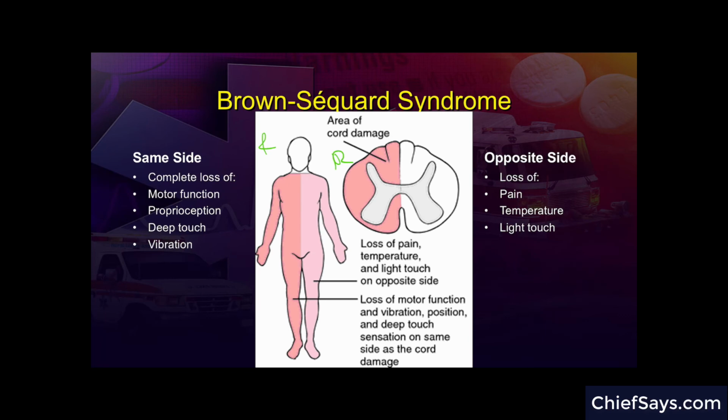When this occurs, because of the crossover phenomenon, on the same side they'll have a complete loss of motor function, proprioception, which again was the ability for the body to sense where your extremity is in relation to the rest of your body, deep touch, and vibration. That would be on the same side, in this case the patient's right side. On the opposite side, they'll have a loss of pain, temperature, and light touch, but they will still maintain motor control.